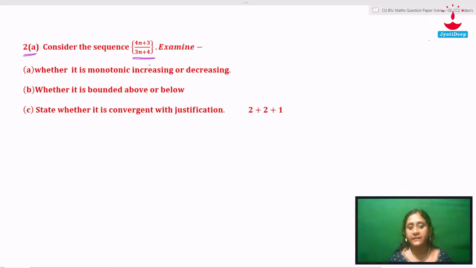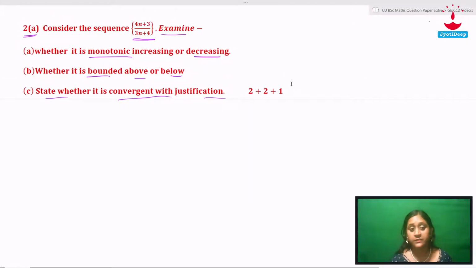Okay, এই সিকোয়েন্সটা দেওয়া আছে, এক্সামিন চেক করতে হবে। Number A, whether it is monotonic increasing or decreasing. Number B, whether it is bounded above or below. Number C, state whether it is convergent with justification. Okay, so চলো শুরু করি আমরা. We are going to start from here.